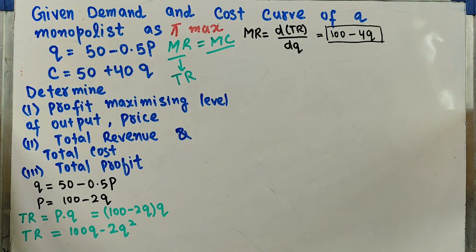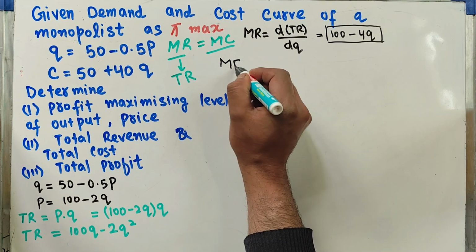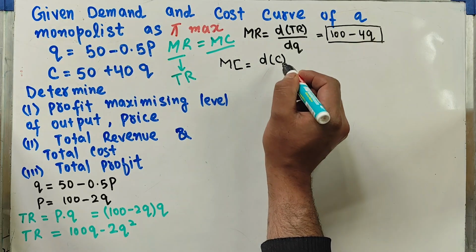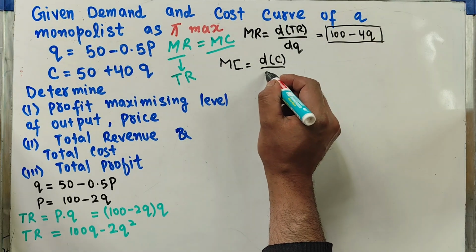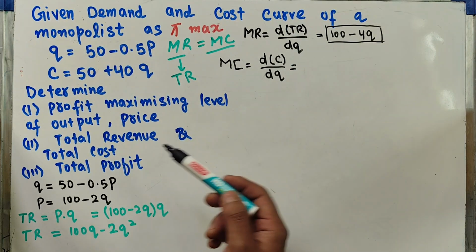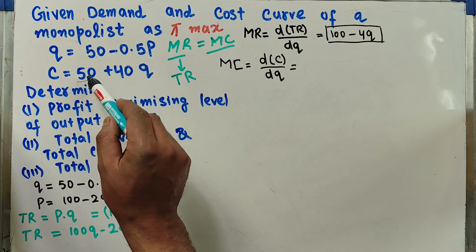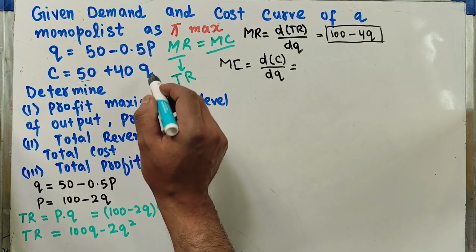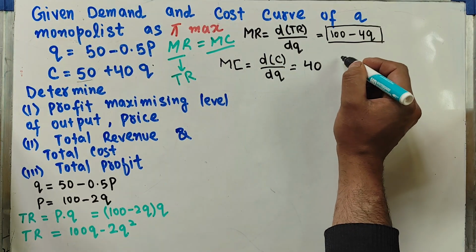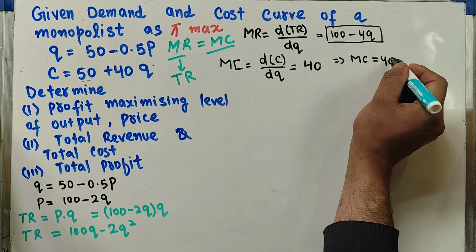Similarly, we need to find out the marginal cost function. So what is marginal cost? Marginal cost is simply the change in the total cost due to the change in the output, and it is simply the derivative of the cost function with respect to Q. The derivative of a constant is 0, so 50, its derivative is 0. The derivative of Q in the second term is 1, so we are left with 40. Our marginal cost is equal to 40.